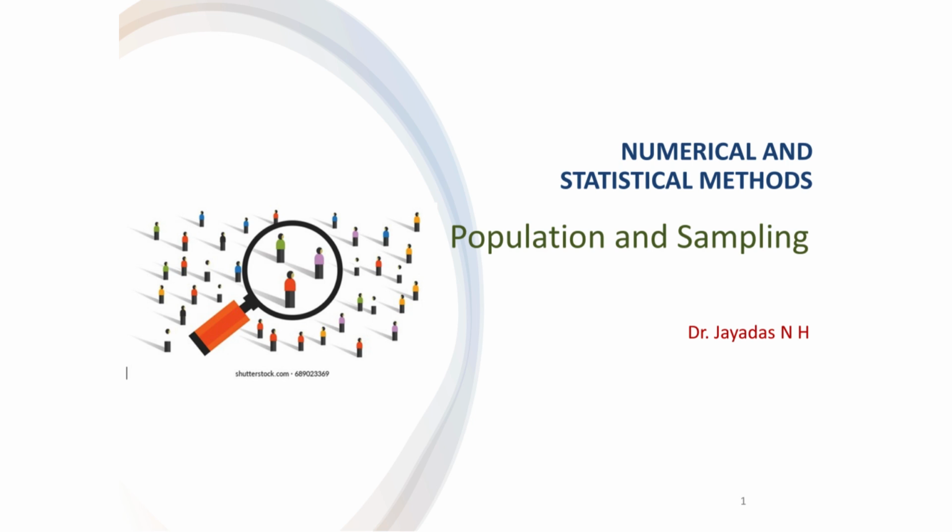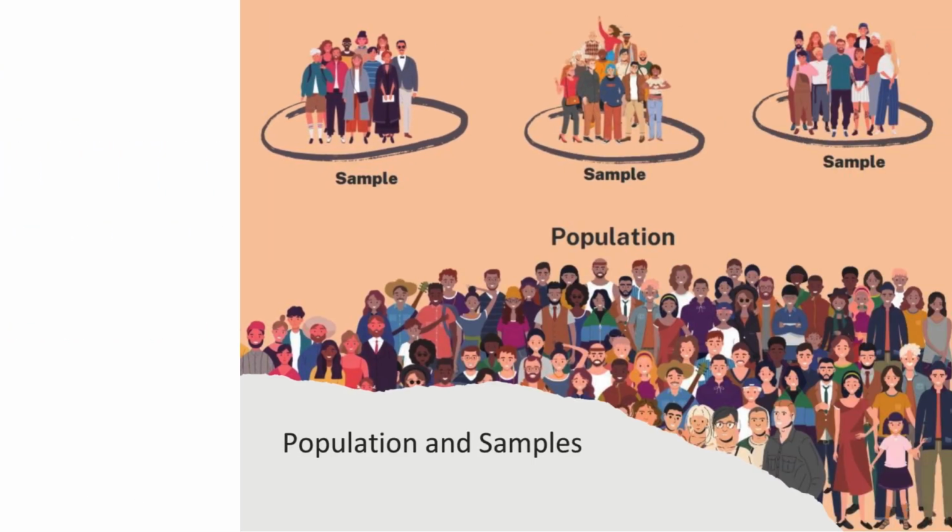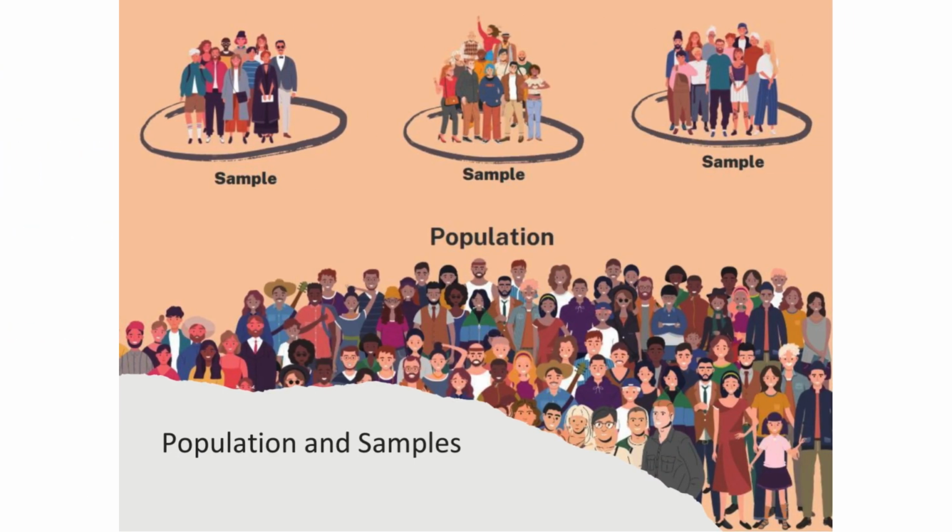Welcome to this tutorial, where we explore the fundamental concepts of population and sampling in statistics. A population refers to the entire group of individuals or items you're interested in studying. In the figure above, this is shown as a large group of people of different ages, including males, females and children, each one representing an individual member of the population.